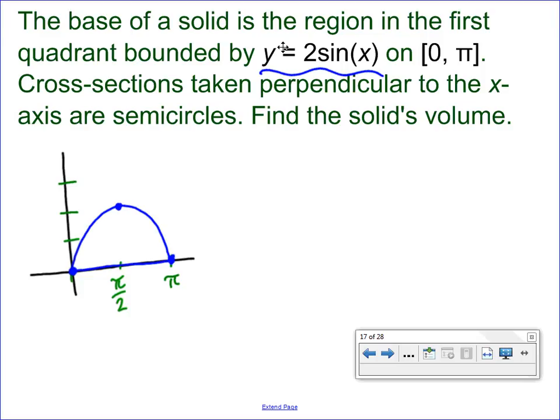Well, there's our proverbial calculus machete. Whack! If I were to take a cross-section perpendicular to the x-axis and turn it to face me, what would its shape be? Well, it would be a semicircle coming up out of the page.